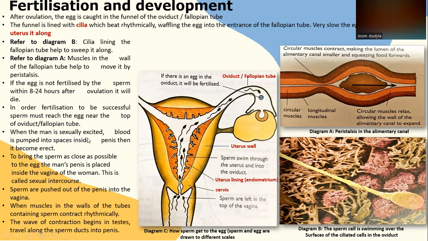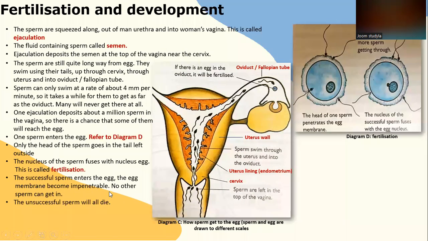When a man is sexually excited, blood is pumped into spaces inside the penis so that it becomes erect. To bring the sperm as close as possible to the egg, the man's penis is placed inside the vagina of the woman. This is called sexual intercourse. Sperm are pushed out of the penis into the vagina when muscles in the wall of the tubes containing sperm contract rhythmically. The wave of contractions begins in the testes and travels along the sperm ducts into the penis.